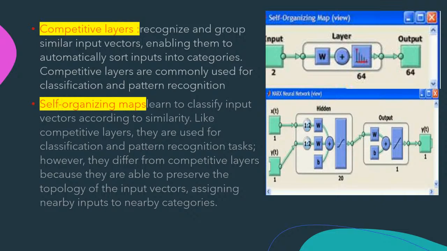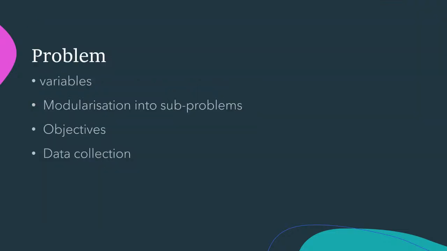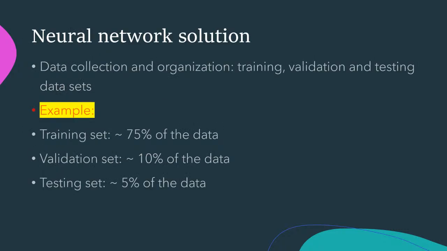Two types of categories are there. And here, what is the problem? Suppose we are facing some problem as per the requirement you are working on. For that specific problem, we need to find the variables, modularize it into sub problems, and find out the theme or main objective of the problem. After finding the main objective, you need to go with data collection. Then you can directly go to a neural network and implement these things.